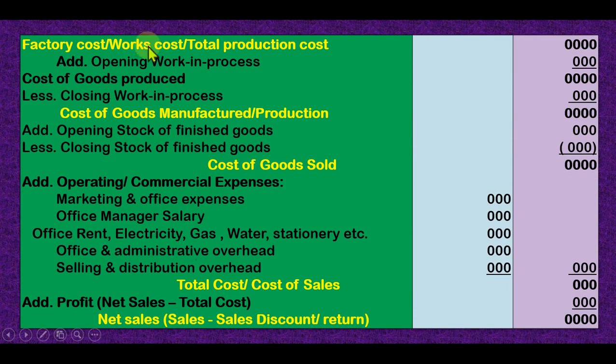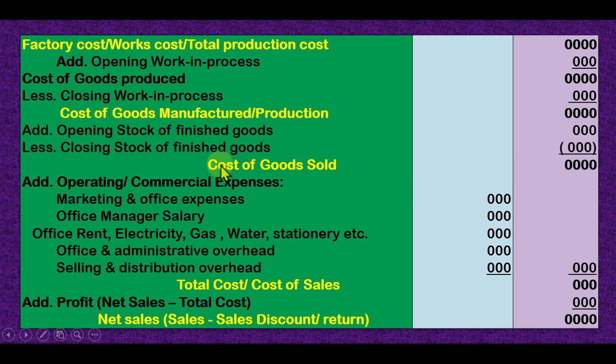factory cost, that means we have to write factory cost at first, then we have to add opening work in process, and we have to subtract closing work in process, then it is cost of goods manufactured. This is cost of goods produced, whatever cost we have given for producing goods, then less closing work in process, then it is cost of goods manufactured or cost of production. And with this cost of production, you have to add opening stock of finished goods, and you have to subtract closing stock of finished goods. This is cost of goods sold.